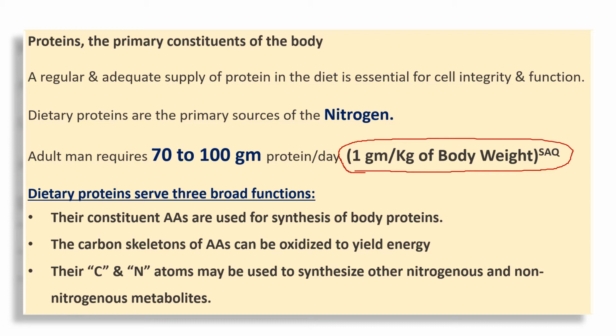So the dietary protein serves three broad functions. Their constituent amino acids are used for the synthesis of body proteins like all plasma proteins, enzymes, and hormones; we require amino acids. And the carbon skeleton of amino acids can be oxidized to yield energy. As we know, in gluconeogenesis the non-carbohydrate precursors are nothing but the carbon skeleton of amino acids. And the carbon and nitrogen atoms may be used to synthesize other nitrogenous and non-nitrogenous metabolites.